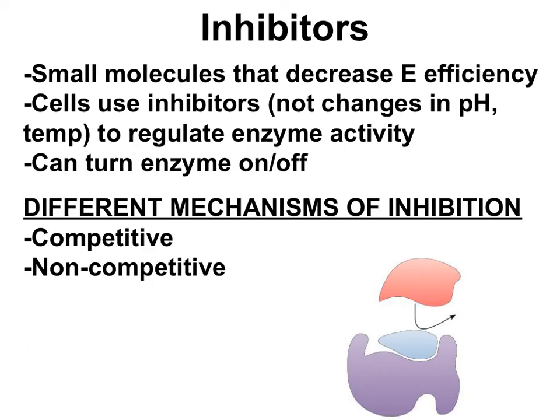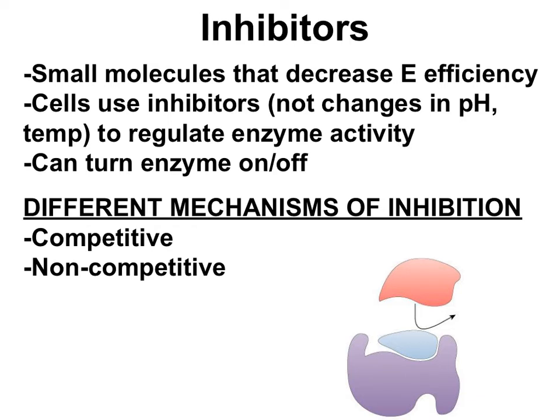For the last part of these notes, I want to look at inhibitors. Inhibitors are small molecules that decrease the efficiency of enzymes. They inhibit. Cells can actually more easily use inhibitors rather than changing their pH or temperature to try to shut an enzyme off, or take an inhibitor away to turn an enzyme on. So think of inhibitors as molecular switches that can regulate enzyme function. A lot of drugs also act as inhibitors of enzymes.